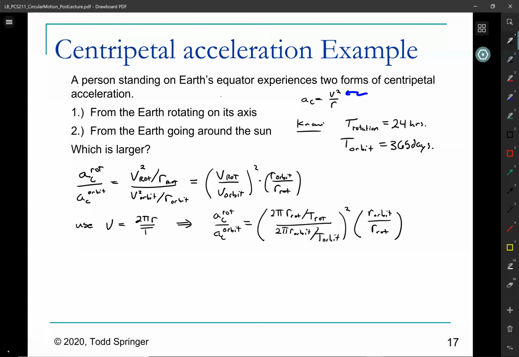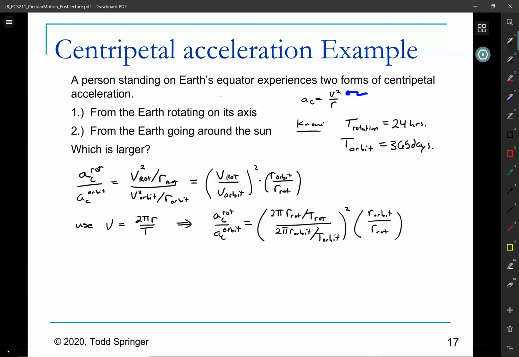I'm doing this because I'm trying to show you how useful ratios are. I don't have to plug in a bunch of numbers. I just want to know which is bigger. And if I figure out this ratio is bigger than 1, then I know which one is bigger. Okay, so ratios are quite useful in physics.